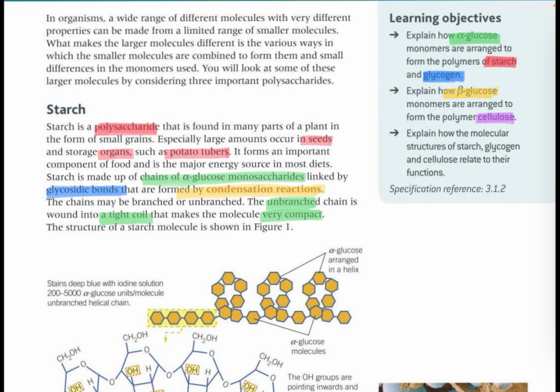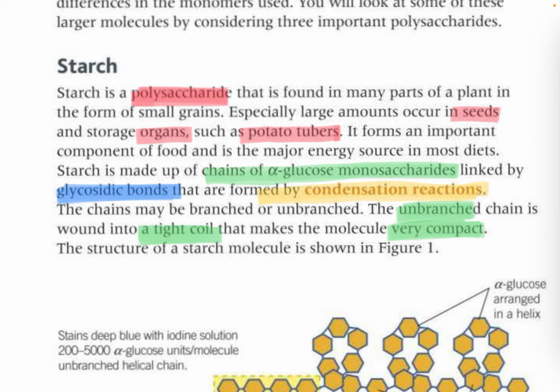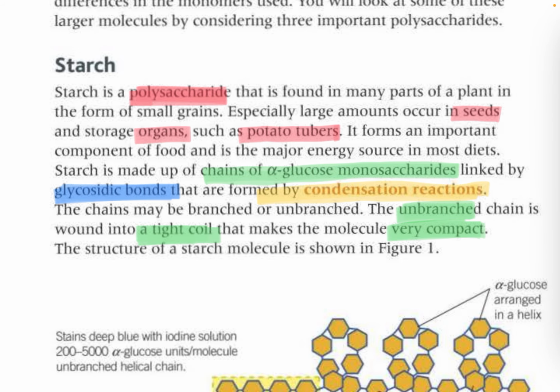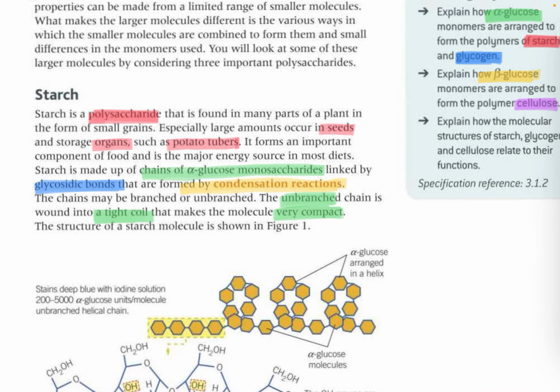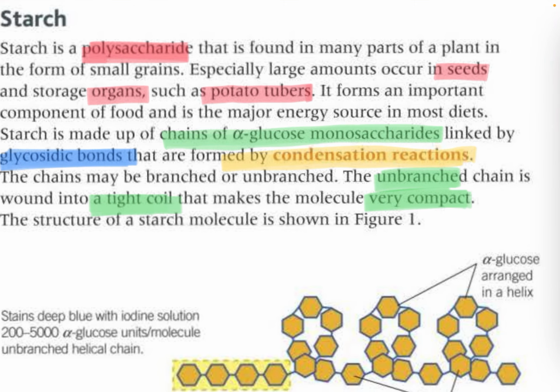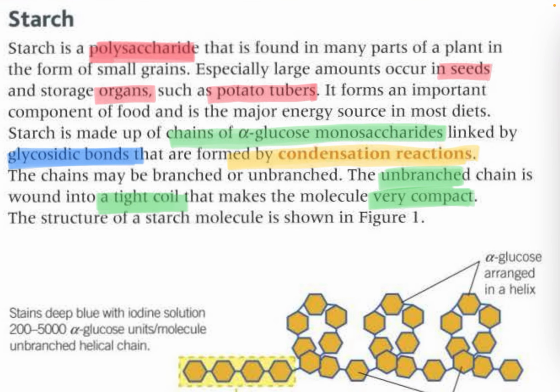Now, starch is a really important energy source. So they pretty much mention chains of alpha glucose monosaccharides, condensation reaction, and it's really important. You need to know that it's unbranched, and it's wound into a tight coil that makes the molecule very compact. Now, you might be wondering, what does it being compact have to do with the whole fact that it's used as a storage molecule?